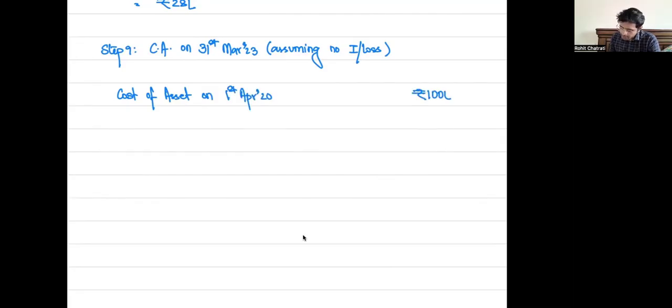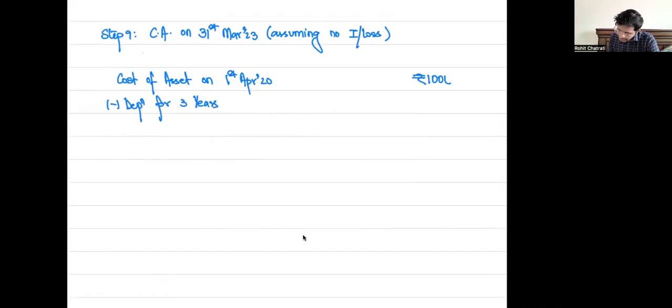And then I would be recognizing depreciation for 3 years. From April 2020 to 31st of March 2023, I would be recognizing depreciation for 3 years, which would be calculated as 100, which is cost, less salvage value of 0, the whole divided by total useful life of 4 years. This is giving me the depreciation per annum. I will be multiplying this by 3 to get the depreciation for 3 years. So it would be 25 lakhs multiplied by 3, which is equal to 75 lakhs. And the difference will be 25 lakhs, which would be the carrying amount on 31st of March 2023.